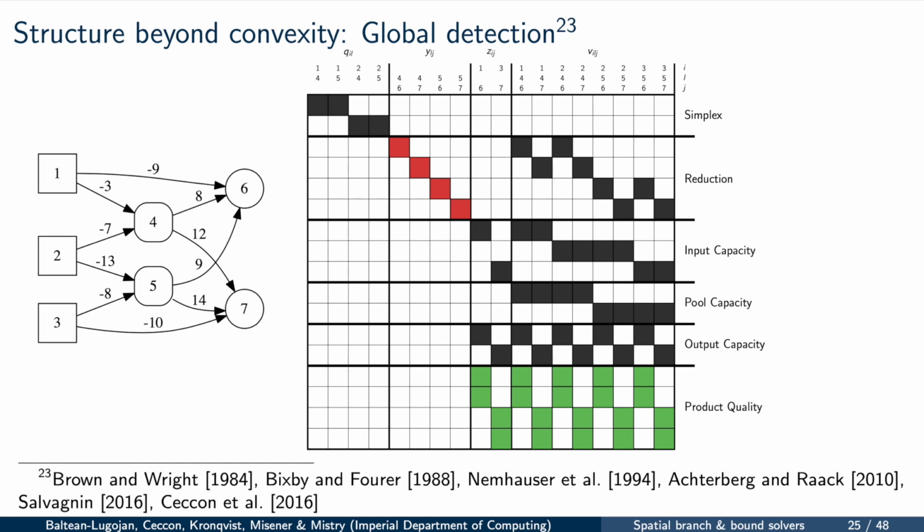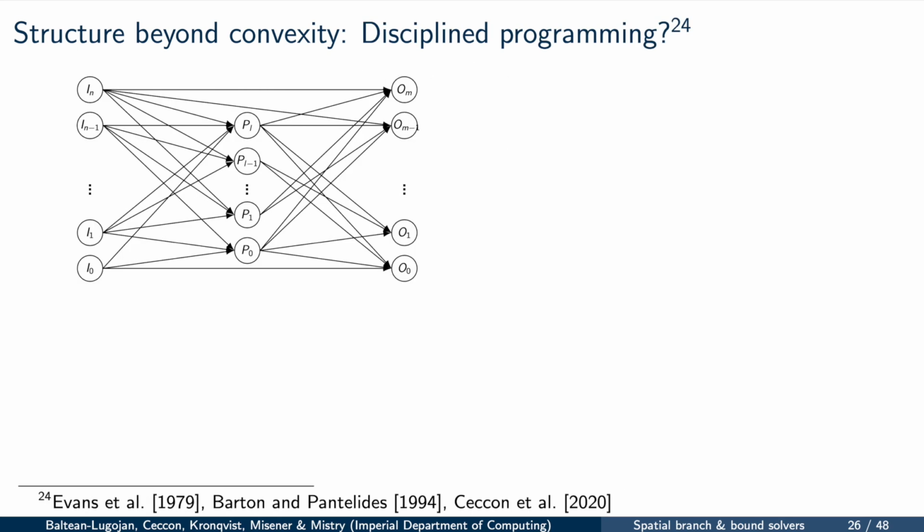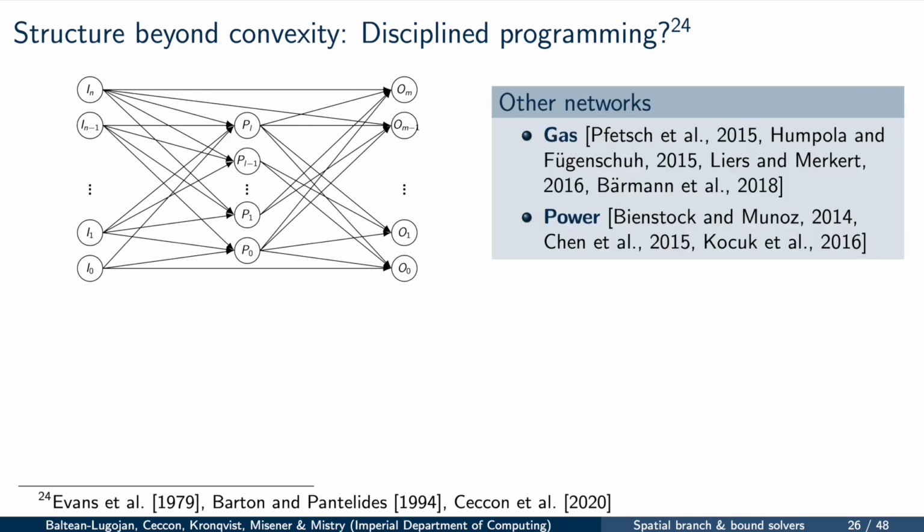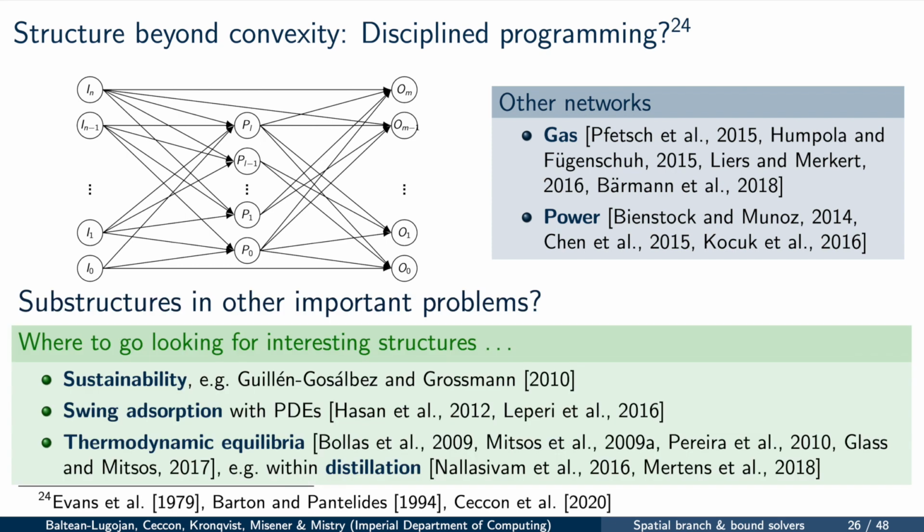And in particular, we can develop branching strategies, primal heuristics, and cutting planes that are all specifically relevant to this particular class of problems. So what we're proposing is a sort of disciplined programming that develops structure beyond convexity. In particular, this would be relevant in things like gas networks, power grid problems, and then there are an array of other really interesting problems that have very special structures.